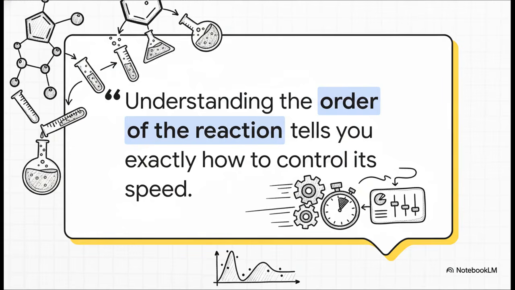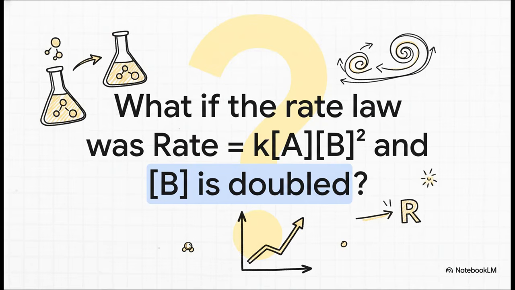See? The reaction order is basically the secret code that tells you exactly how changing the concentration will affect the speed. So, when you boil it all down, it really comes to this. If you can understand the order of a reaction, you have the key to controlling its speed. And that right there is the difference between just randomly mixing chemicals together and the precise, powerful science of chemical engineering.